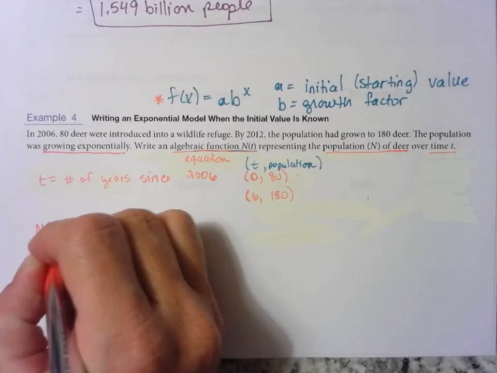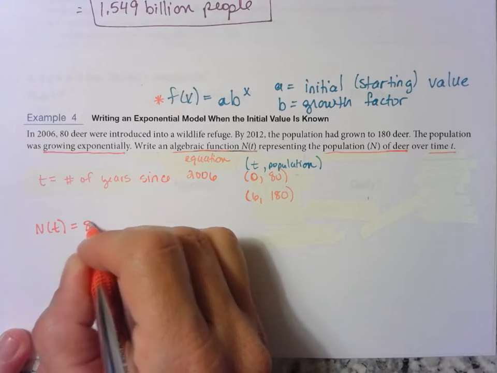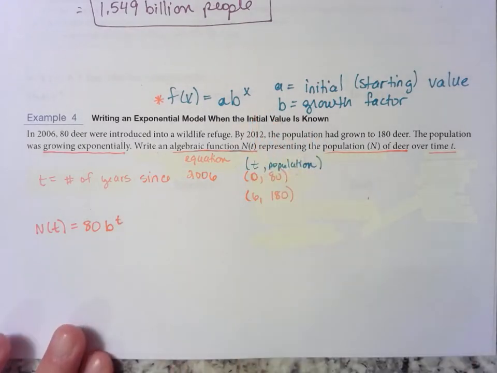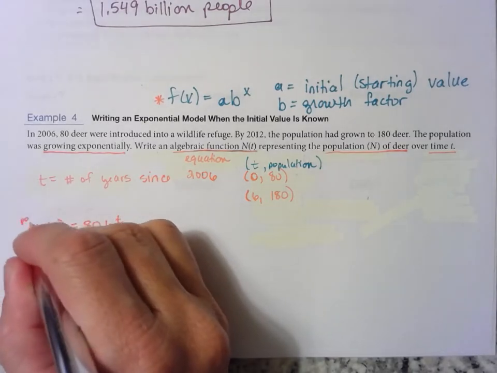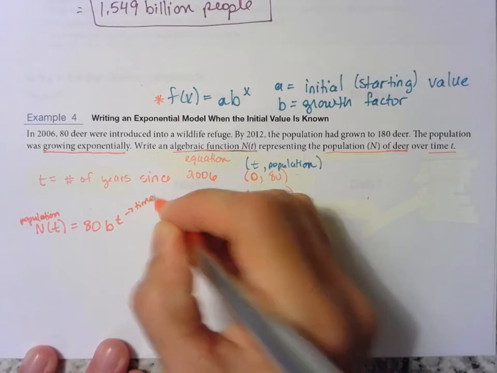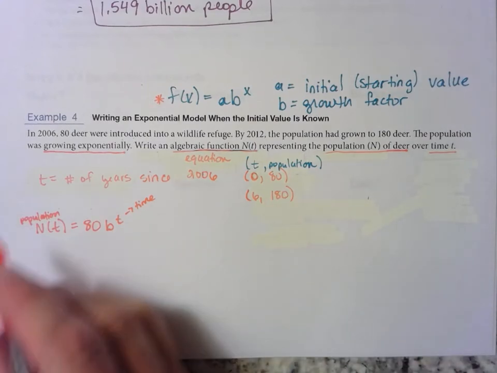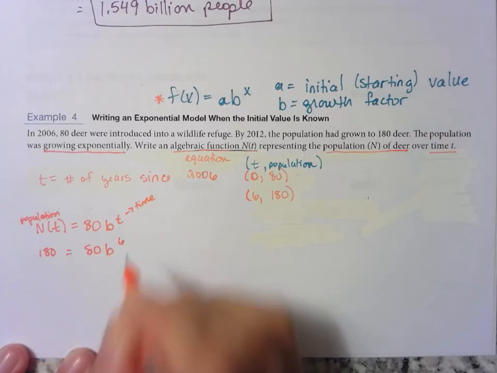We have n of t is equal to a, which is our starting point, right? Times b to the t. Instead of x, we have a t. So how do we figure out all these other little bits and pieces? Well, according to this is our population. And this is our time. Don't we have a population and a time in the second ordered pair? So our population is 180 and our time is 6.